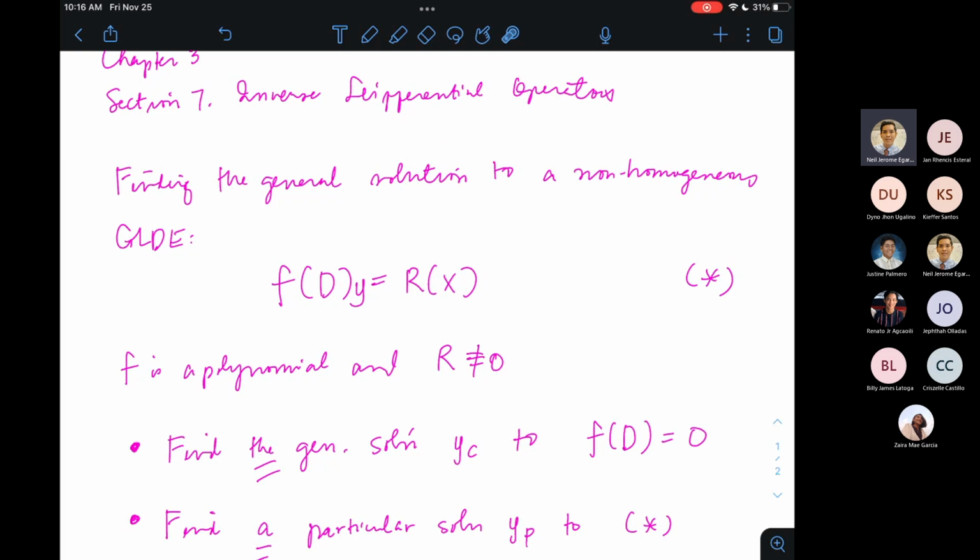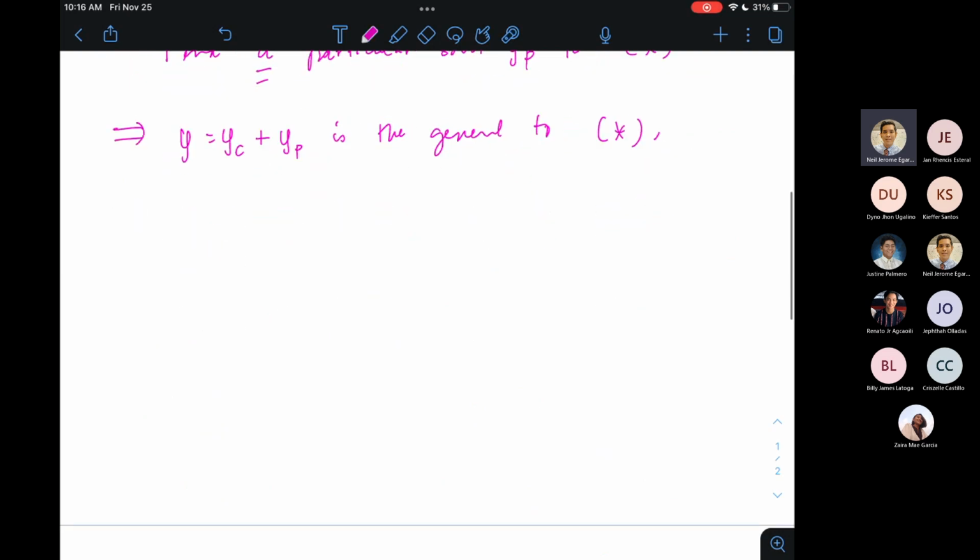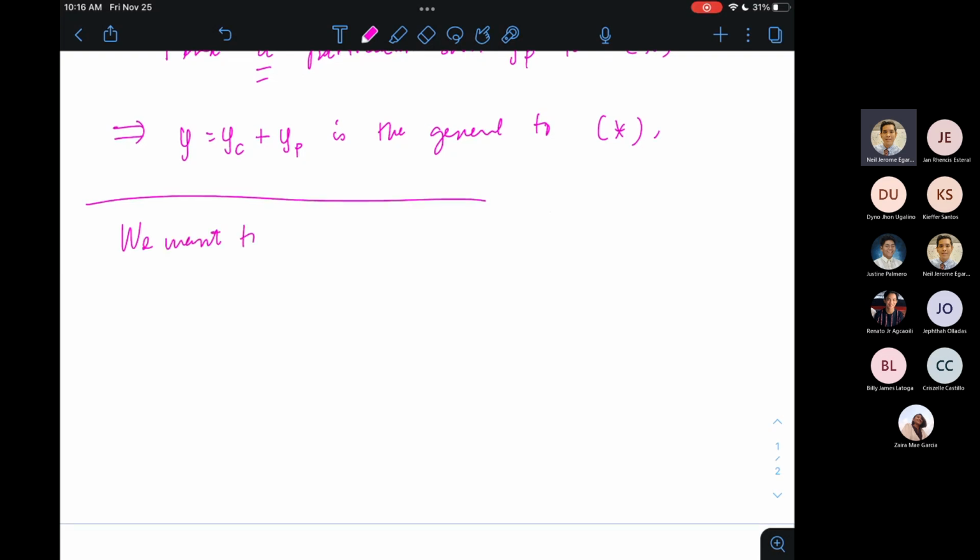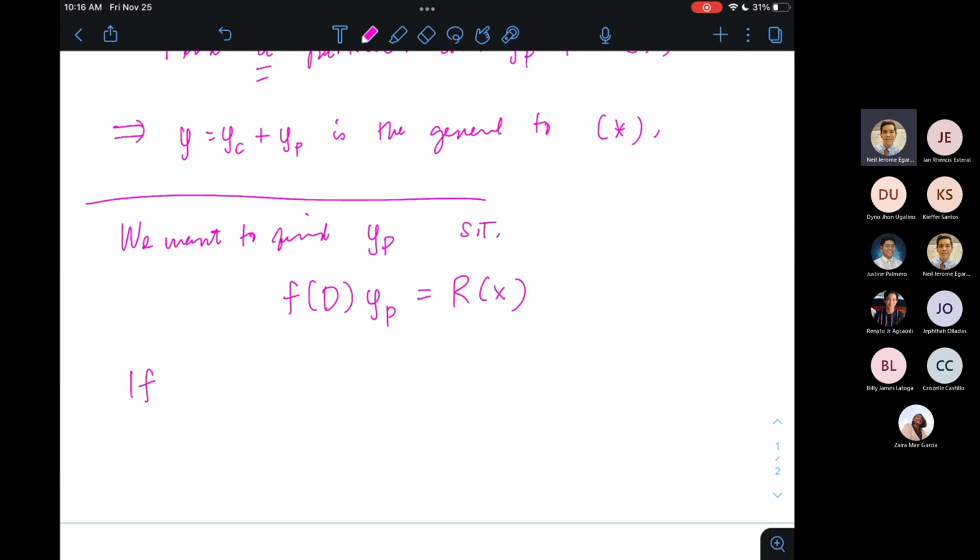Okay. Now, the idea behind this is you want to find a particular solution, right? So essentially, in this method, we want to find y sub p, the particular solution, such that f of d applied to y sub p equals r of x, right? Ito yung gusto nating makita. Ito yung property na nasa-satisfy ng particular solution y sub p. Now, if f is invertible, if the operator f of d is invertible.